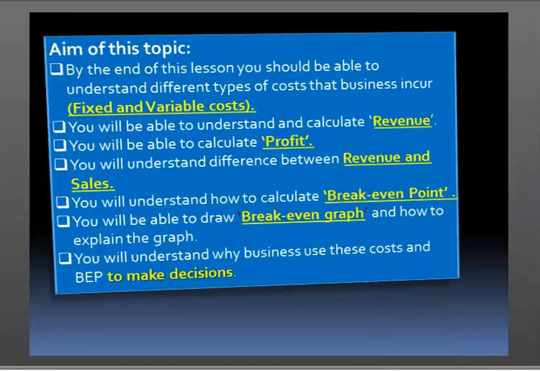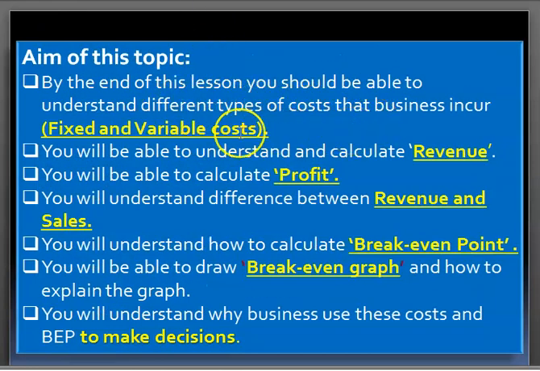So the aim of today's topic, Becky, is by the end of this lesson, you should be able to understand different types of costs that businesses incur, like the fixed and variable cost. Then you will be able to understand and calculate revenue. You will be able to calculate profit. You will understand the difference between revenue and sales. You will also understand how to calculate break-even point. You'll be able to draw a break-even graph or chart and how to explain the graph. You will also understand why businesses use this cost and break-even point to make decisions.